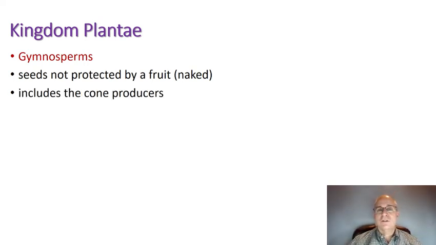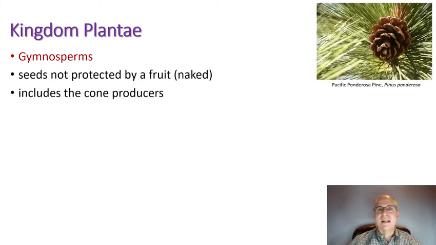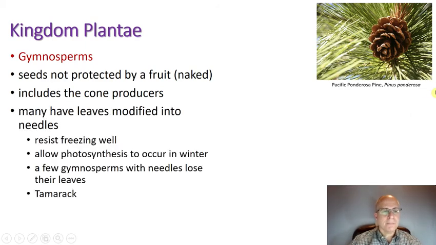And these are going to include the plants that are the cone producers. So if you think of your pine and your spruce and your fir trees, they're going to have cones like this beautiful Pacific ponderosa pine cone that you see here. And this particular one is also going to have needles for leaves. Many gymnosperms, not all of them, are going to have these leaves that are modified into needles. These are going to help resist freezing, so it'll allow them to continue to do photosynthesis in the wintertime.